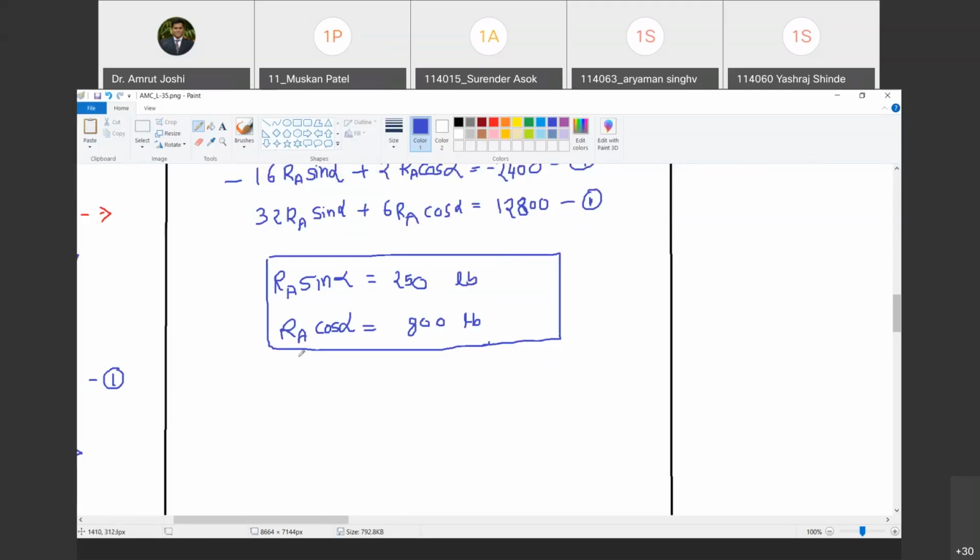So now again the same trick. If we take the ratio, you get tan alpha as 250 upon 800. So tell me how much is alpha? 17.35 degrees. Are you sure? 17.35. Okay.